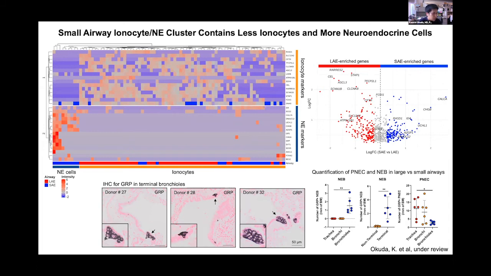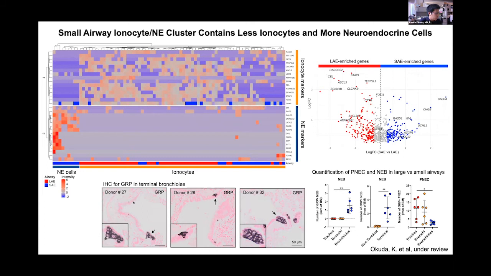of the same ionocyte cluster, the large airway ionocyte cluster has more ionocytes, and the small airway ionocyte cluster has more neuroendocrine cells. So there are region-specific characteristics in terms of ionocyte and neuroendocrine cell genes.